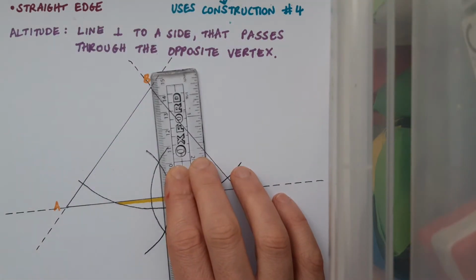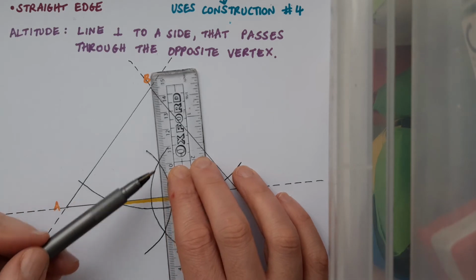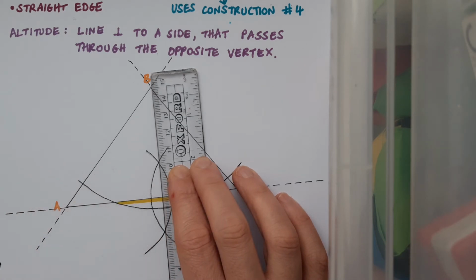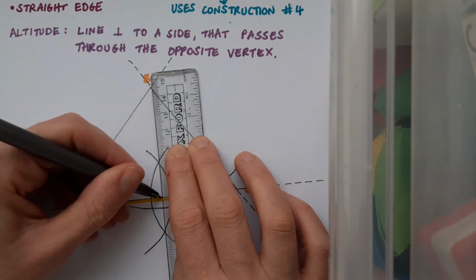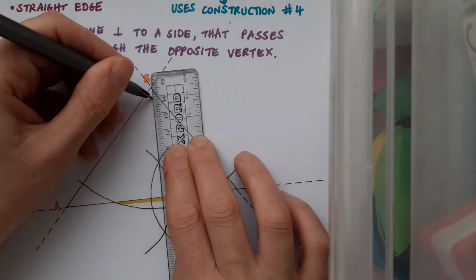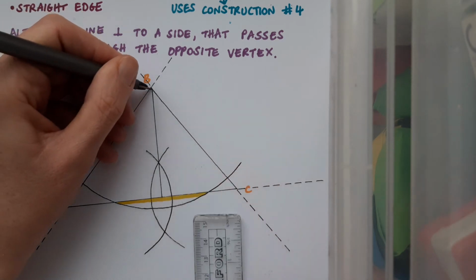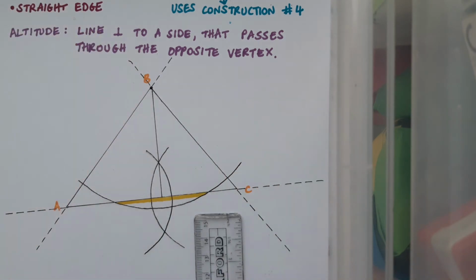I then get my straight edge and I line up the points of intersection of the arcs. When I'm actually drawing the line here, I'm going to draw it just from the line AC and up so that it touches the point B. And if I've done it accurately, it should be going through the point B. I'm now going to repeat all of these steps for a second side of the triangle.